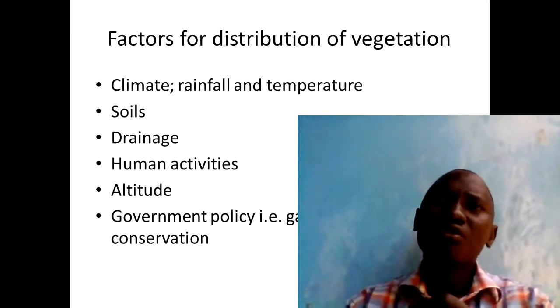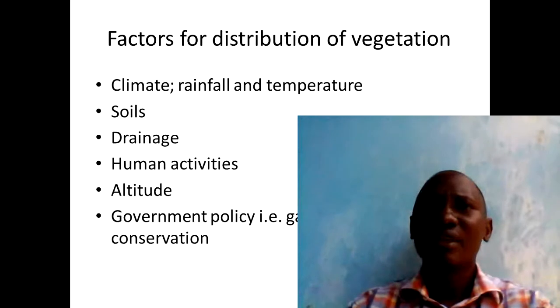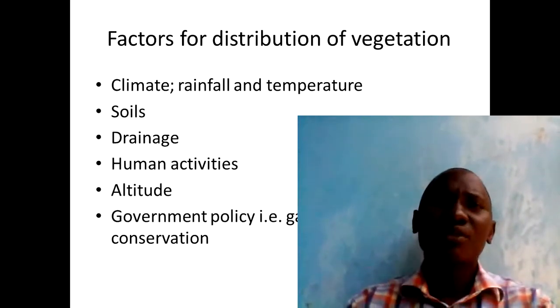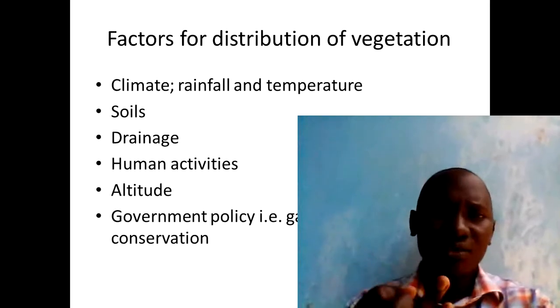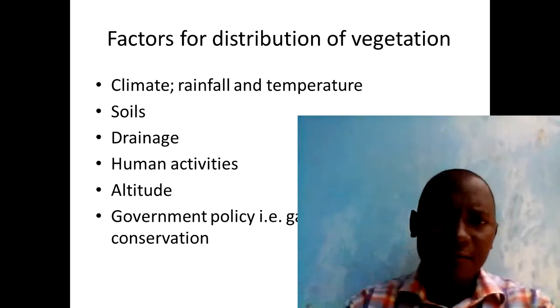But man can also be destructive. We know how many forests man has cut down. Man has destroyed forests all over East Africa. Through road construction, they have to clear forests. Through settlements, they have to clear forests. Through agriculture, they clear forests to create land.